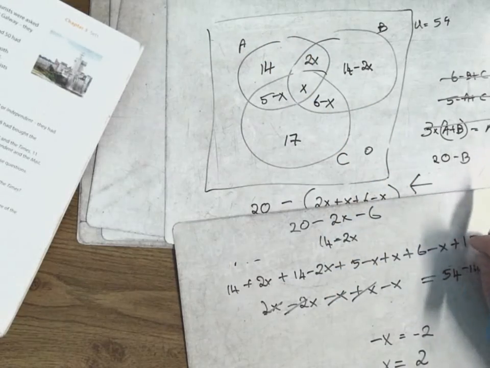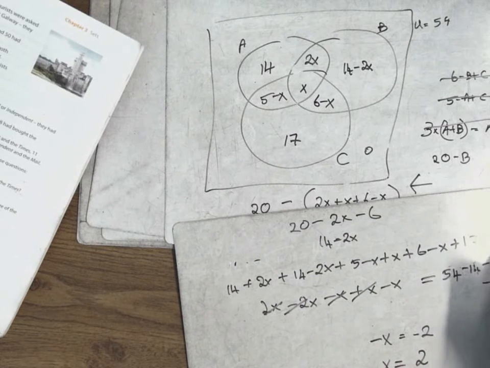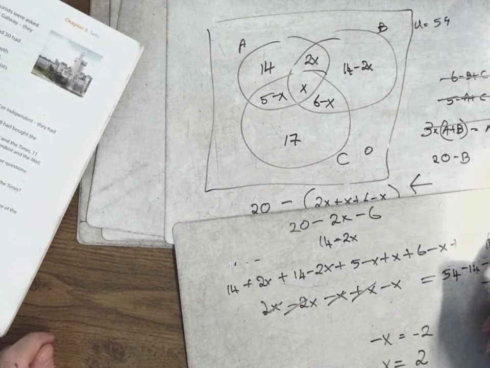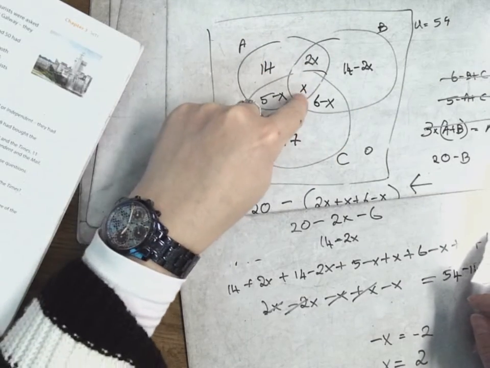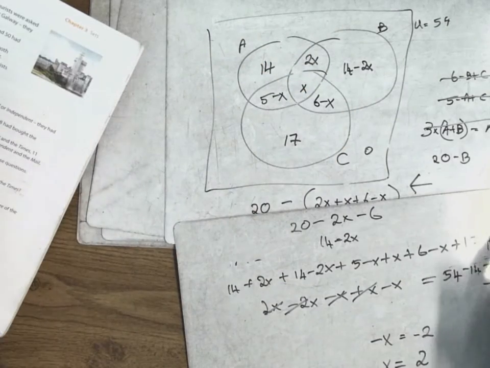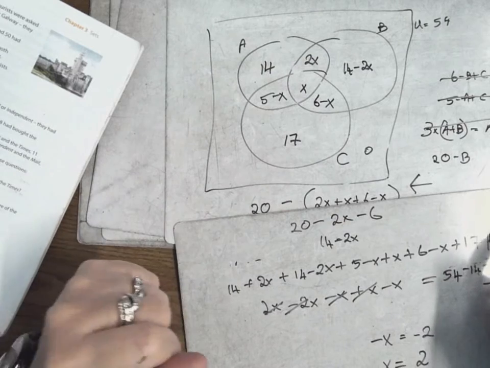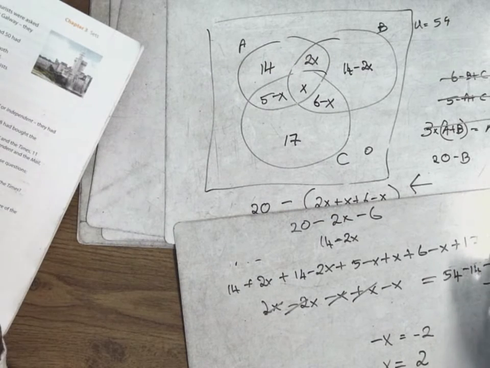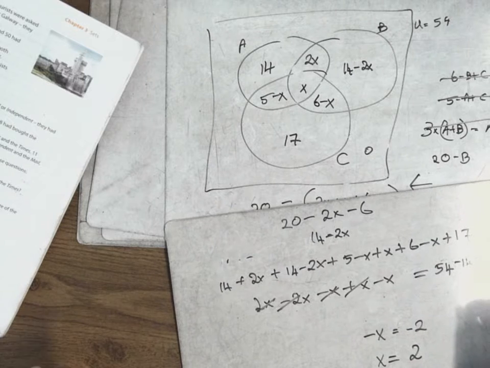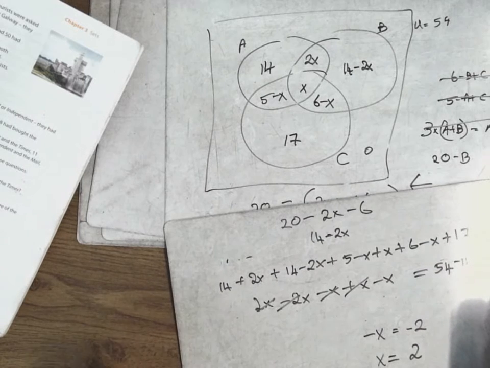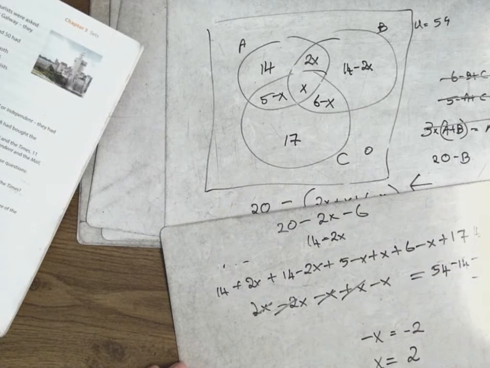Yeah, and you'll end up with 20 equals 20, so that doesn't help you, because all the x's will cancel there. The 2x and the minus 2x will cancel, the x and the minus x will cancel, and you'll just end up with 20 equals 20, which doesn't tell you anything, so you have to do the whole lot. You could try, but it won't give you any new information. Okay? Right, are we alright?